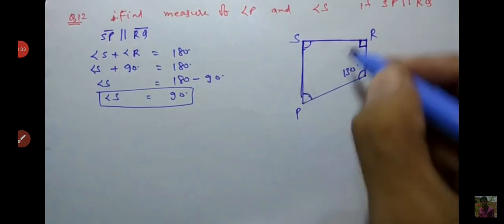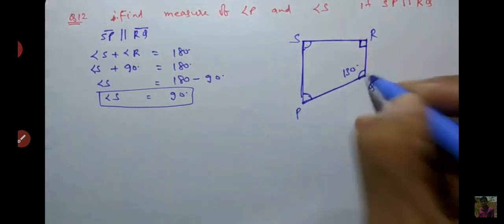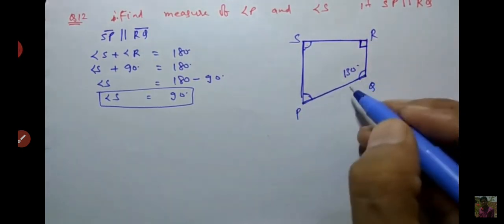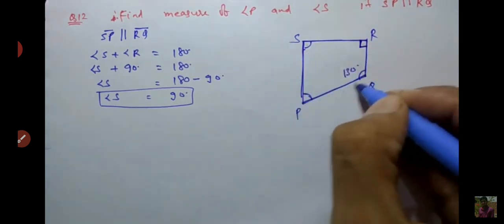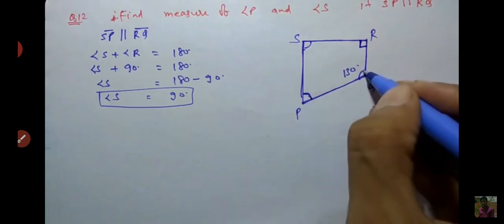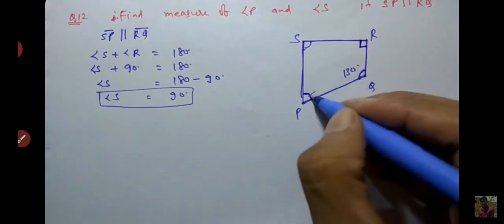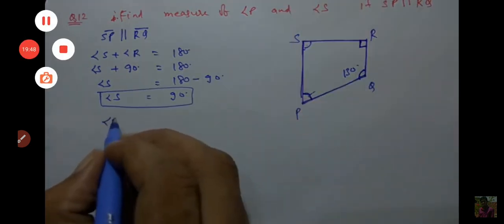Now we have to find angle P. The angle sum property of a quadrilateral is 360 degrees. You know three angles: 130, 90 and 90. So you have to find angle P with the angle sum property. Do it yourself.